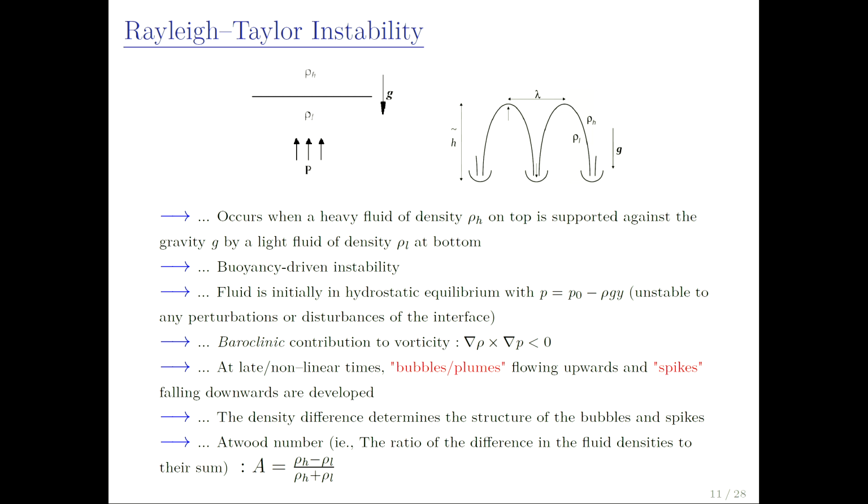At late times, bubbles and spikes are formed. Bubbles of light fluid rise up through the heavy fluid, and spikes of heavy fluid fall down through the light fluid, right? So this motion is controlled by the Atwood number. Here is the famous Atwood number.